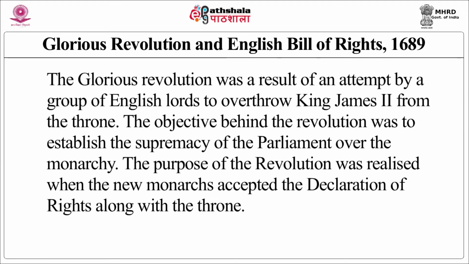The Glorious Revolution in Britain was a result of an attempt by a group of English lords to overthrow King James II from the throne. The objective behind the revolution was to establish the supremacy of Parliament over the monarchy. And the purpose of the revolution was realized when the new monarchs accepted the Declaration of Rights along with the throne.